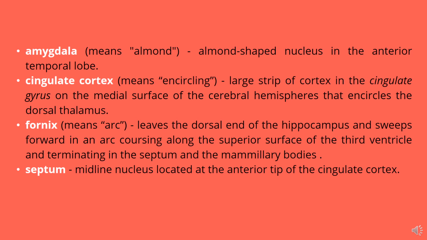It leaves the dorsal end of the hippocampus and sweeps forward in an arc coursing along the superior surface of the third ventricle and terminating in the septum and the mammillary bodies. Lastly is the septum. It is a medullary nucleus located at the anterior tip of the cingulate cortex. Several tracts connect the septum and the mammillary bodies with the amygdala and hippocampus, thereby completing the limbic ring.